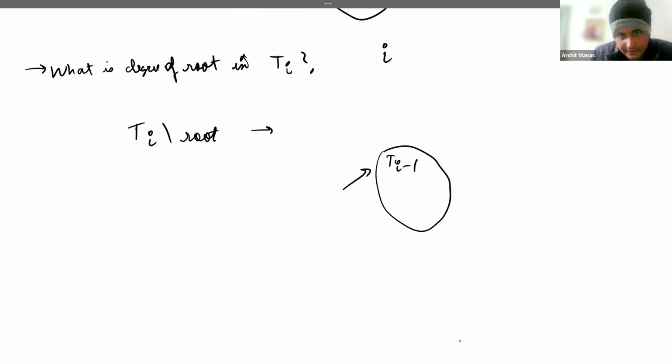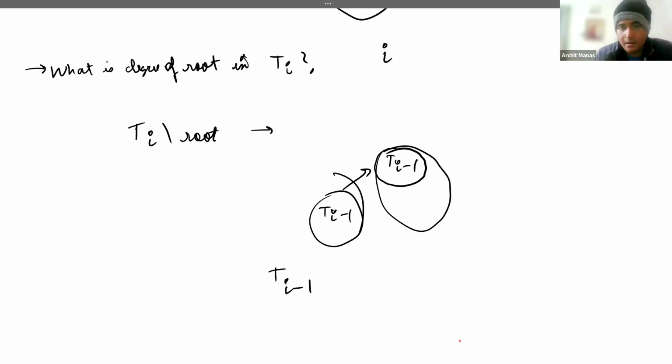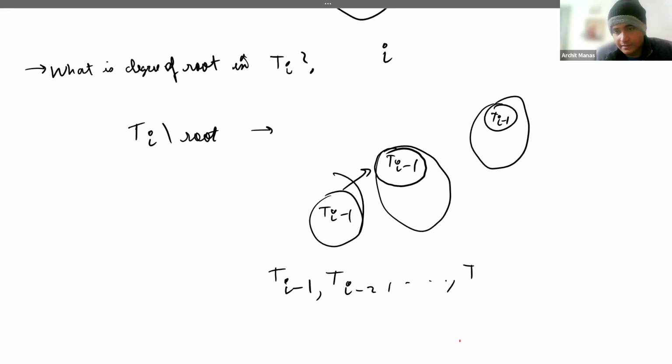Ti, it looks something like this, right? When I delete the root of this, first of all, this splits off. This just becomes Ti minus 1 because that thing was completely different. And now I'm just in this procedure where I'm removing the root from Ti minus 1. And so this just splits into Ti minus 1, Ti minus 2, and you'll find that this goes all the way to T to the 0, which makes sense because the number of vertices is preserved as well.